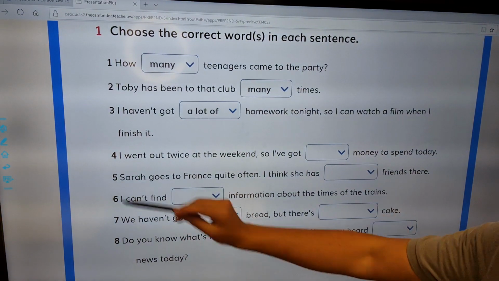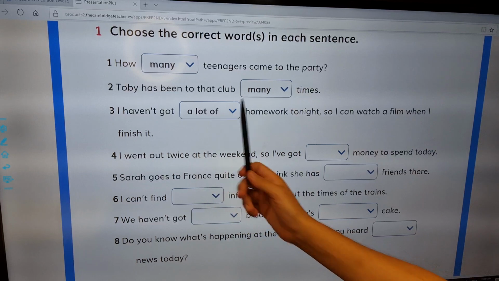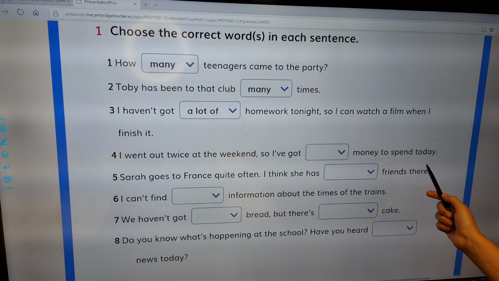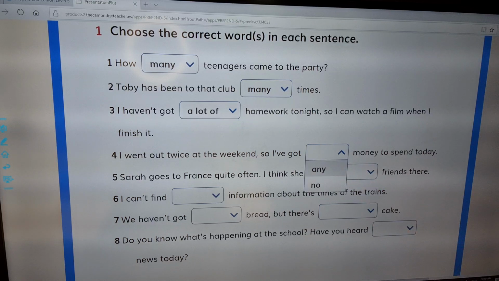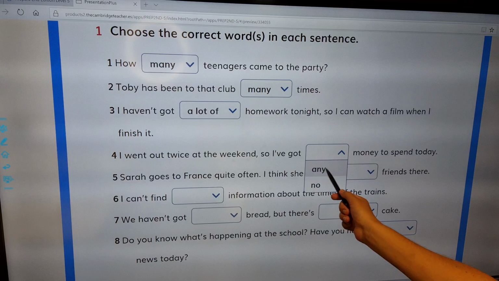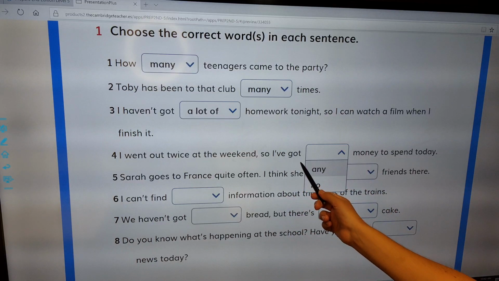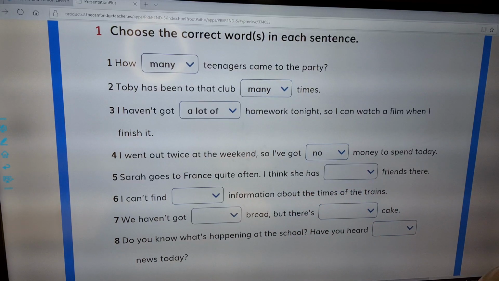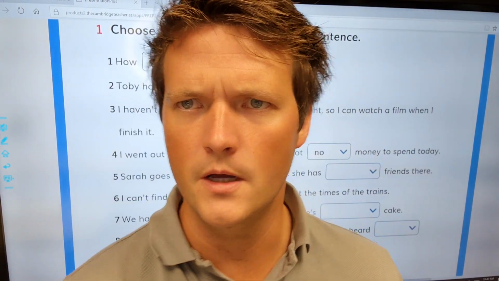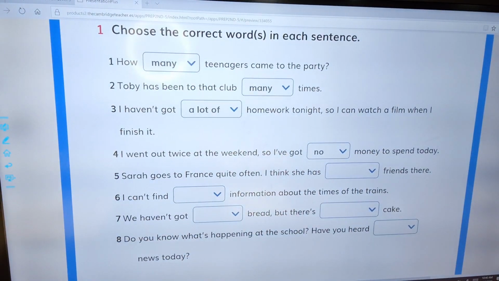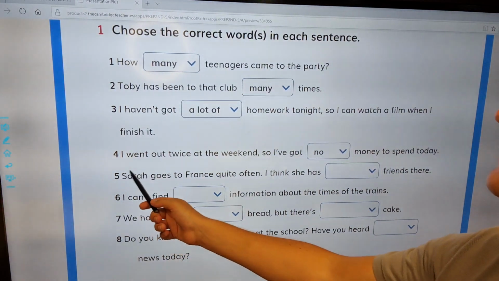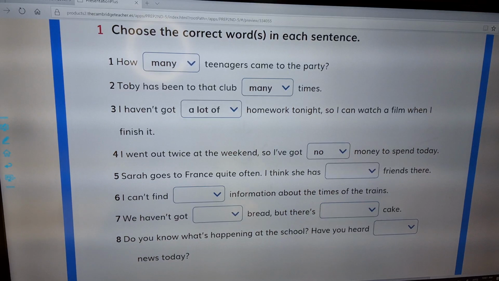Good. Number 4. I went out twice at the weekend, so I've got money to spend today. So we could say I haven't got any money, but it says I've got no money. If the sentence is positive, to make it negative, we can use the word no. Okay, so I've got no money to spend today. Good.